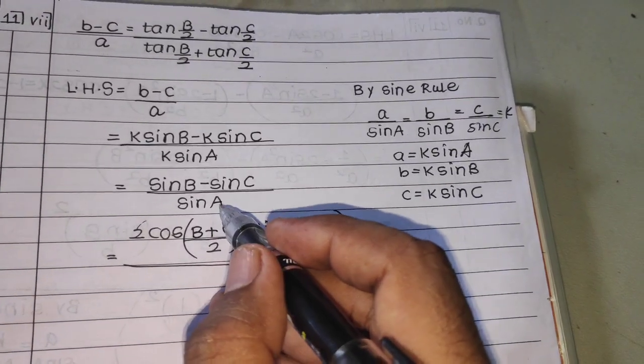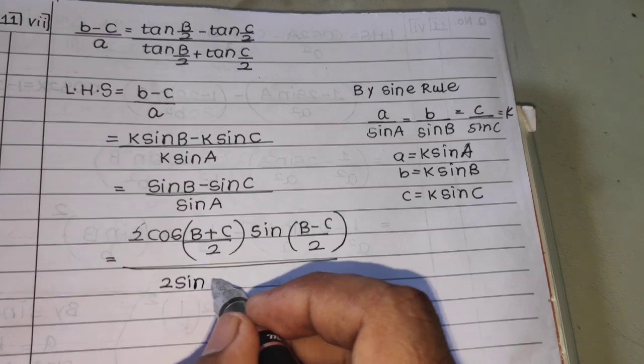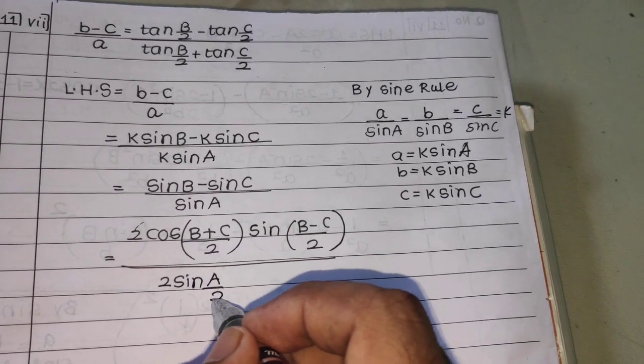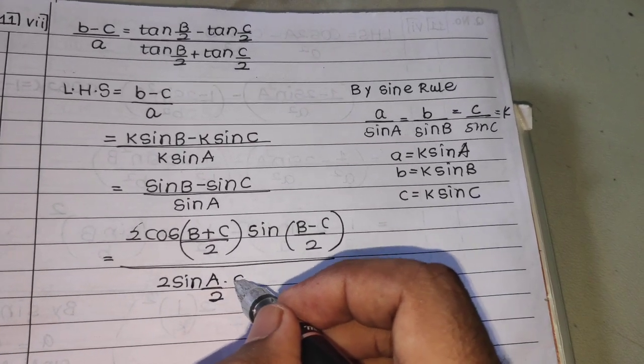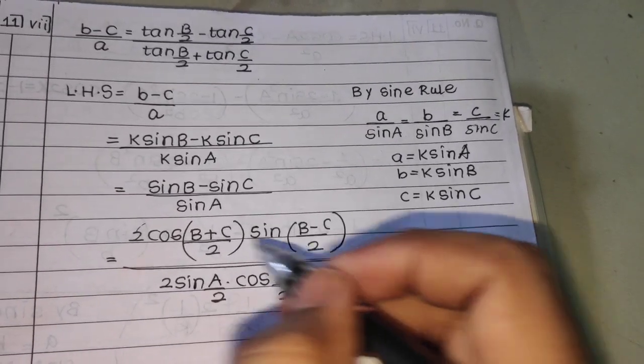The whole divided by sine a, or sine a can be written as 2 sine a by 2 into cos a by 2. Definitely cancellation can take place.